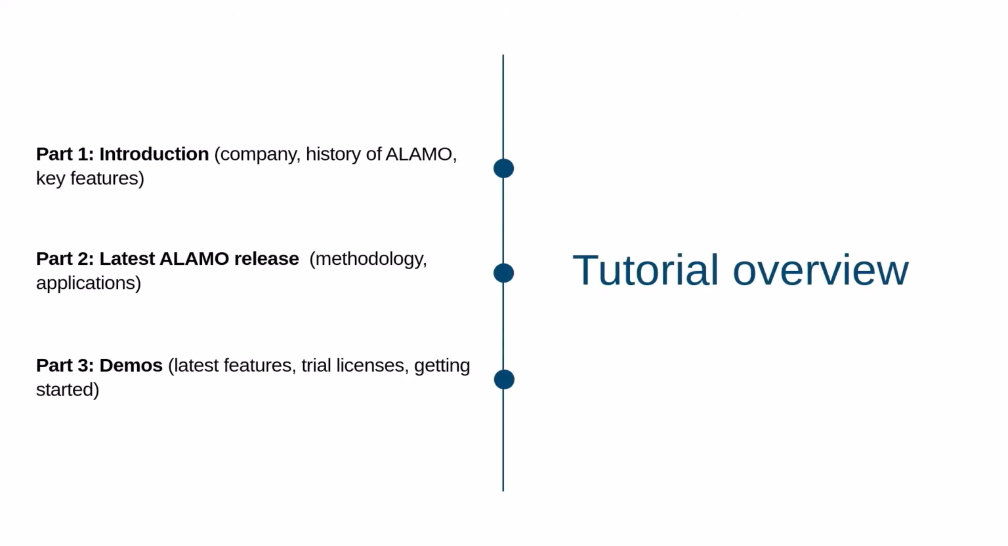This tutorial is broadly split into three parts. In the first part, I will talk briefly about our company, the history of Alamo, and some of its key features. Alamo has been available on a trial license for a few years now. Alamo licenses are available from our website, www.minlp.com. In the second part, I will briefly describe the Alamo algorithm and mention a few of its applications already published in the literature.